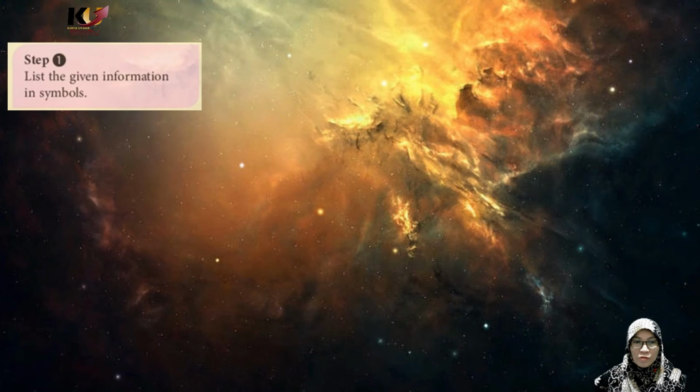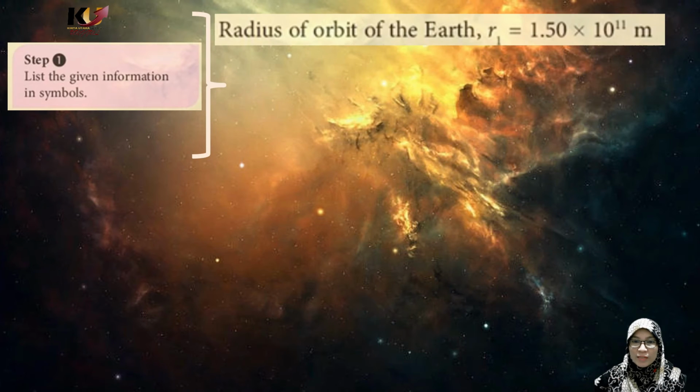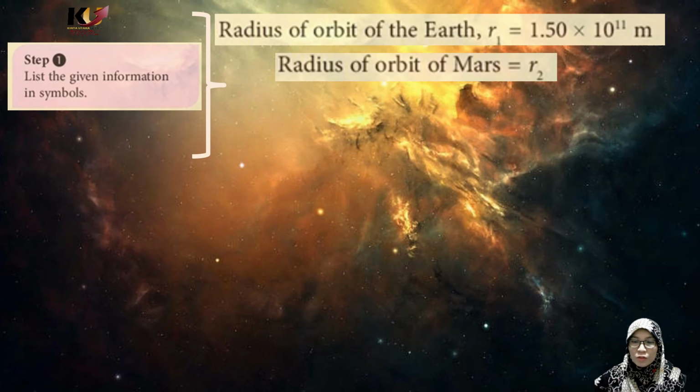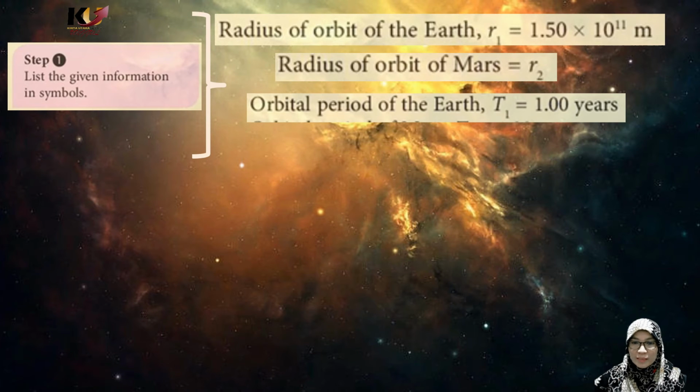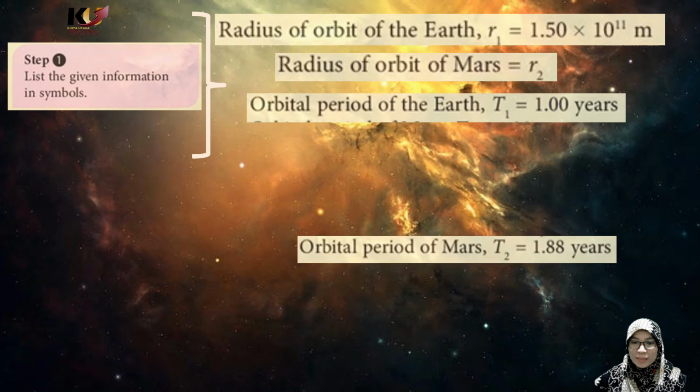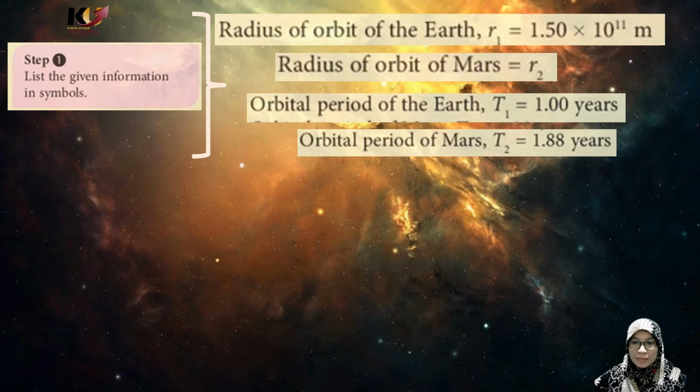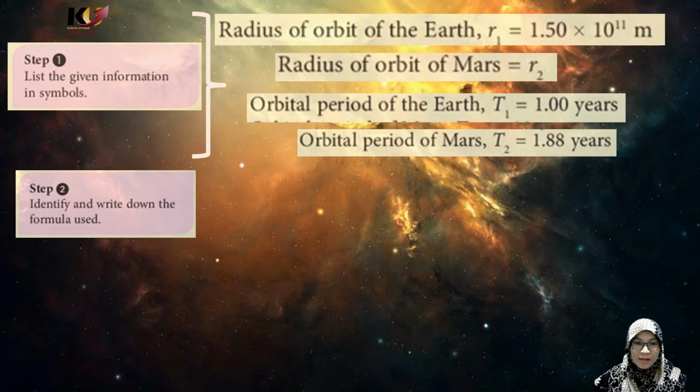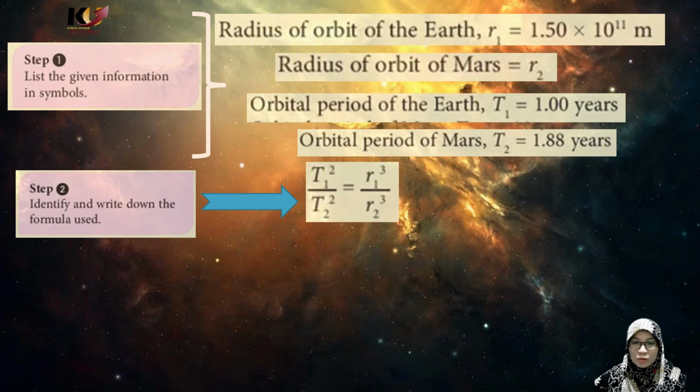Step 1: list the given information in symbols. Radius of orbit of the Earth R1 equal to 1.5 times 10 power of 11 meter. Radius of orbit of Mars equal to R2. Orbital period of the Earth T1 equal to 1 year. Orbital period of Mars T2 equal to 1.88 years. Step 2: identify and write down the formula used. T1 square over T2 square equal to R1 cube over R2 cube.